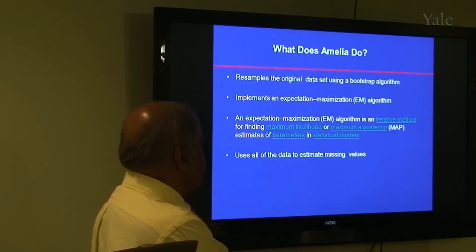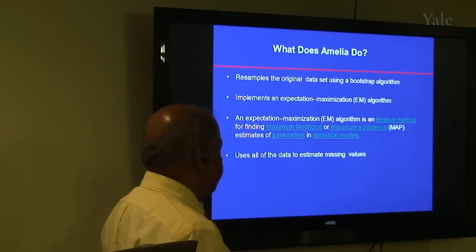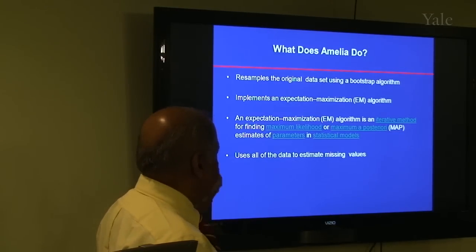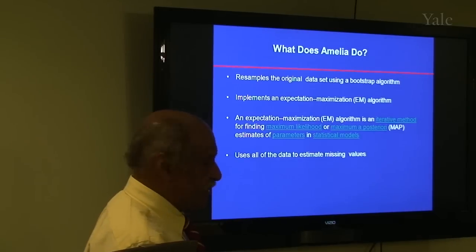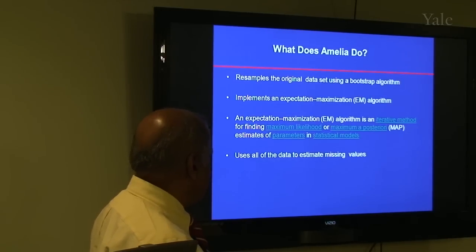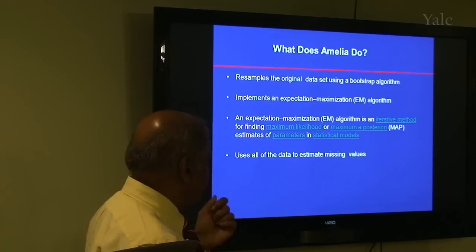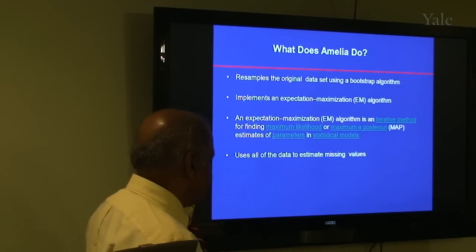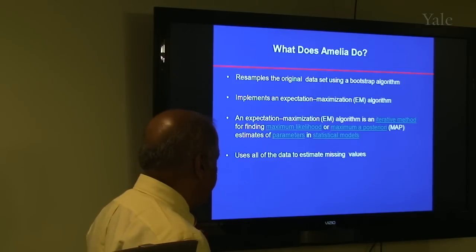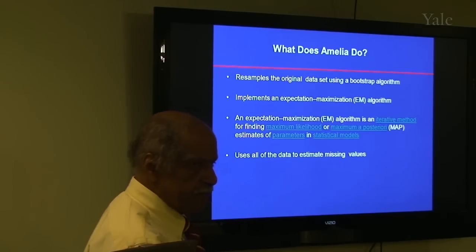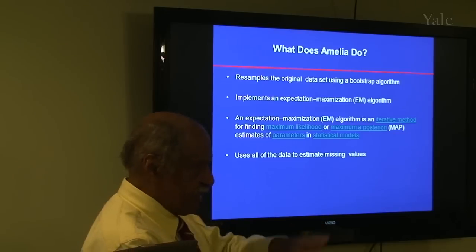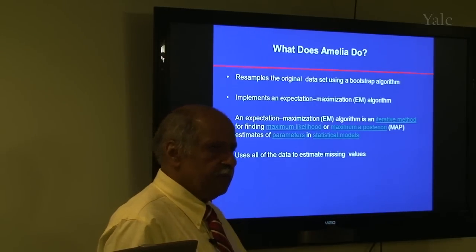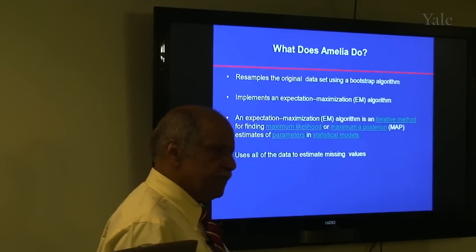Okay, what exactly does Amelia do? It resamples the original data set using a bootstrap algorithm. It implements an expectation maximization algorithm, which is an iterative method of finding the maximum likelihood or the maximum a posteriori estimates of parameters in statistical models. Don't worry, I will send you these slides. You can look up the terms in depth. And it uses all of the data to estimate the missing values.